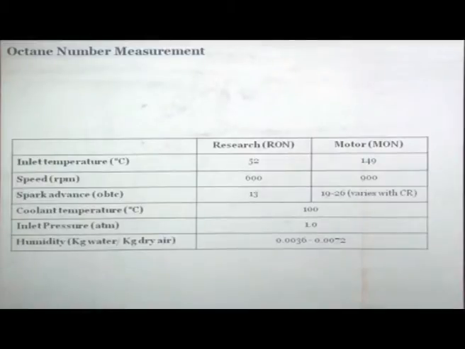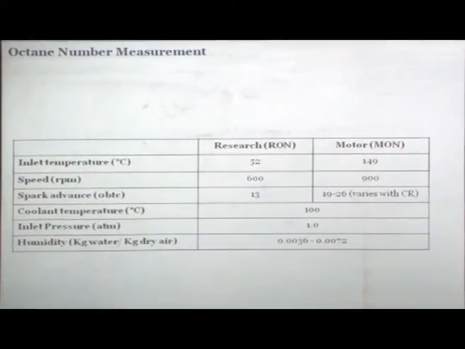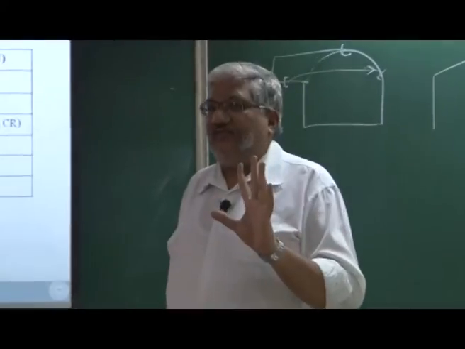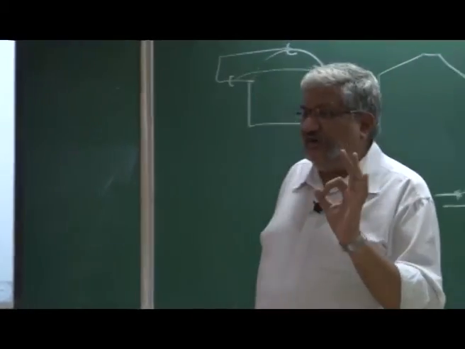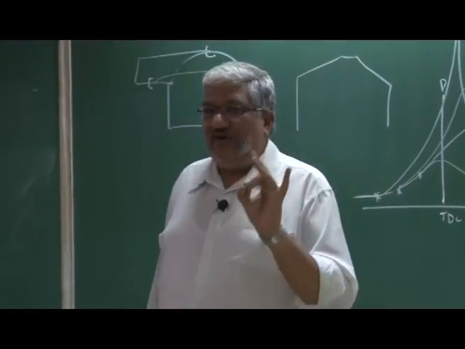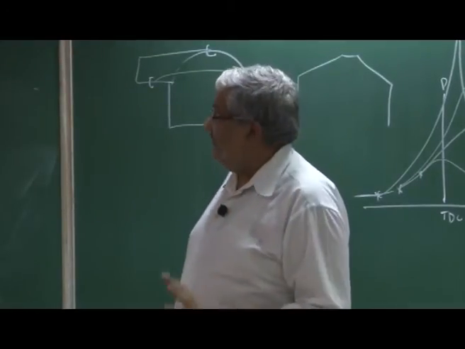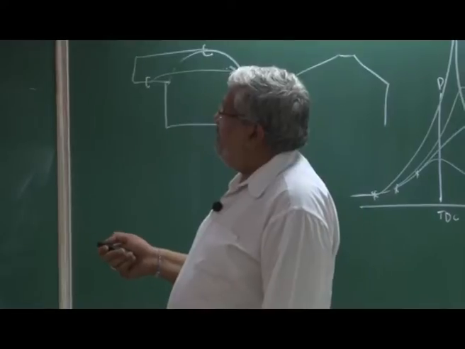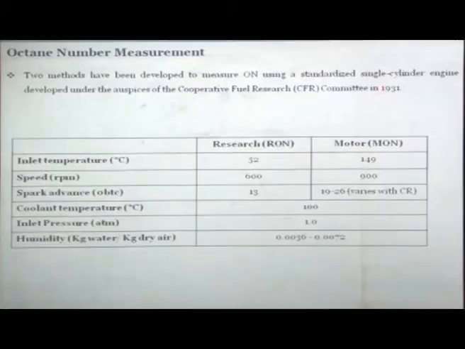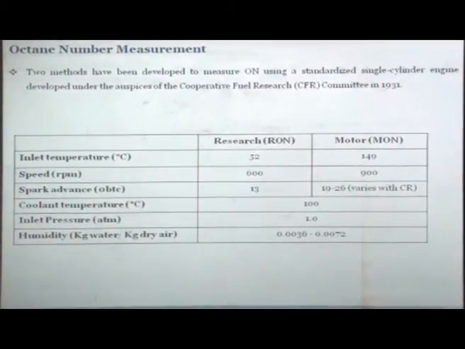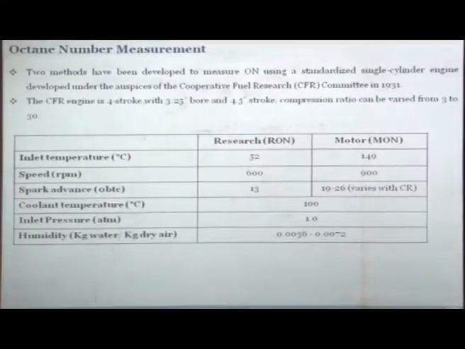Coming back to the SI engine, I thought I would explain one term to you. You have seen octane number, but if you look at more detail, there are two types of octane number. You must have heard about it. One is called research octane number, the other is called motor octane number. I will tell you the difference. There are two methods developed to measure the octane number in a standardized single cylinder engine, which was developed by the CFR, Cooperative Fuel Research Committee, about a century ago. It's still valid.